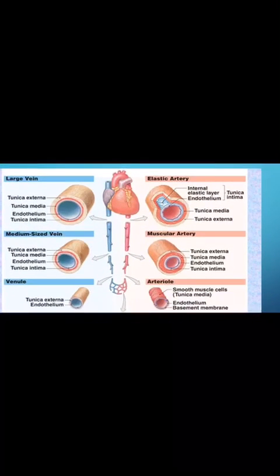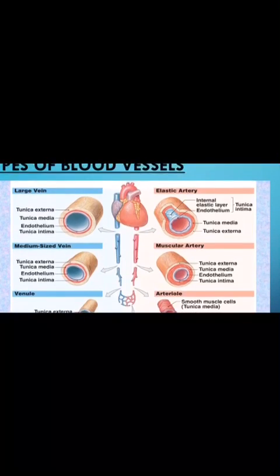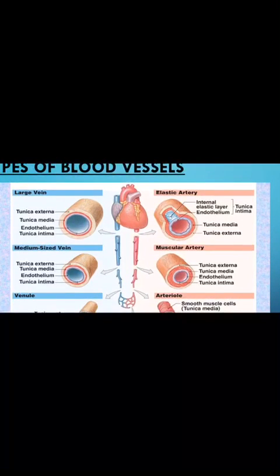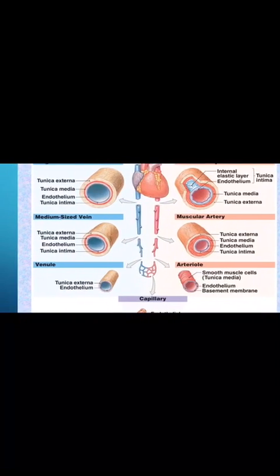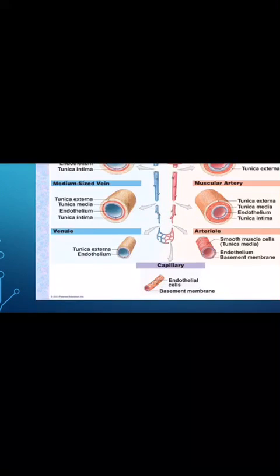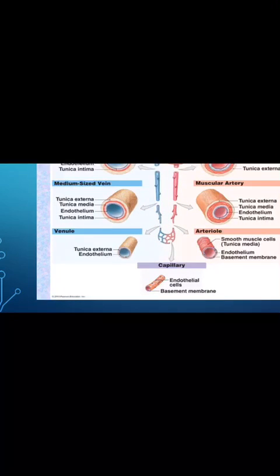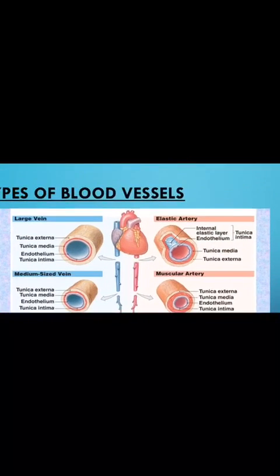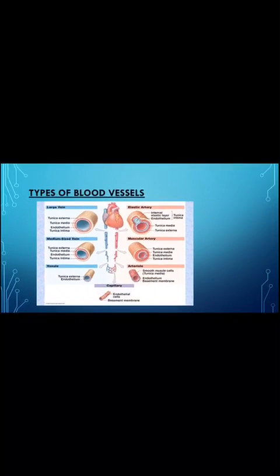The veins, arteries and capillaries are also divided according to their sizes. The largest artery is the elastic artery, while the largest vein is the large vein. The medium ones are called the medium-sized vein and the muscular artery. And the smaller ones are called venules for veins and arterioles for arteries, while the capillaries are tiny and much smaller than arterioles and venules.